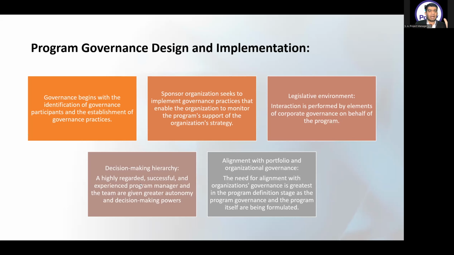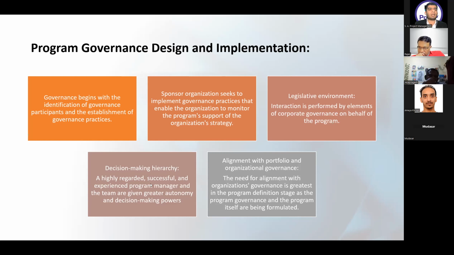Decision-making hierarchy: a highly regarded, successful, and experienced program manager and team are given greater powers. Same as in your program, when it's a multi-million dollar project, you will add a senior person or project manager to that. And everything should be aligned with portfolio and organizational governance.